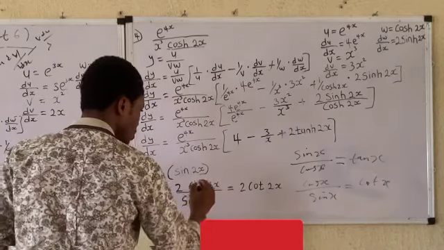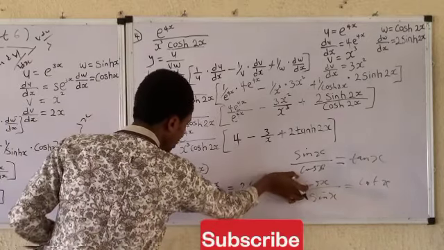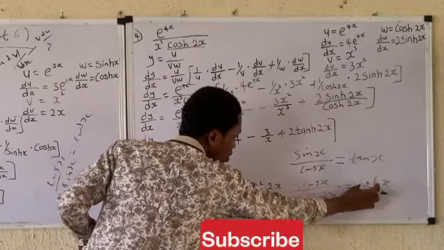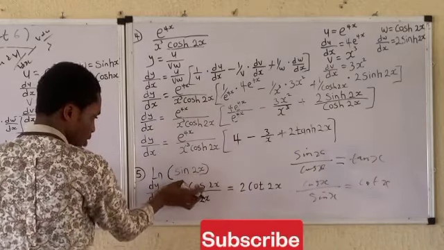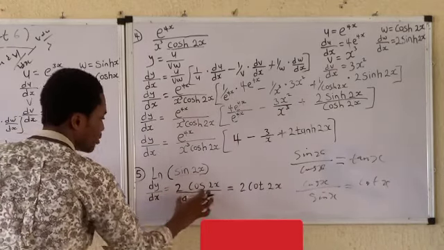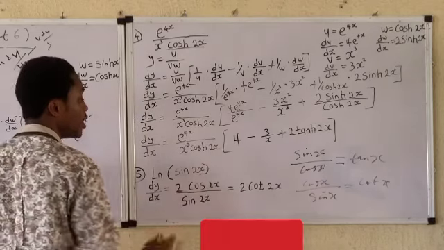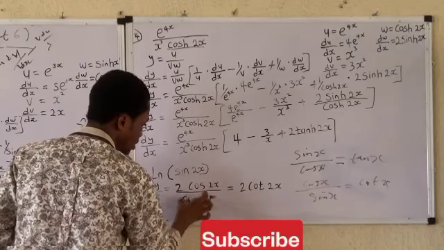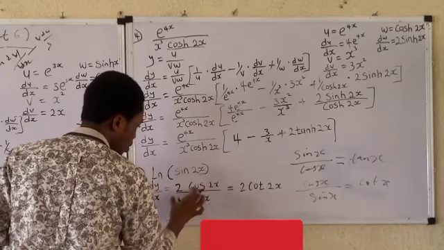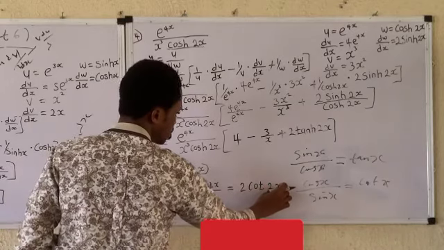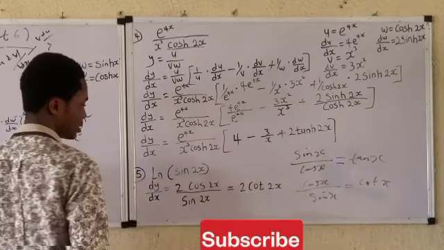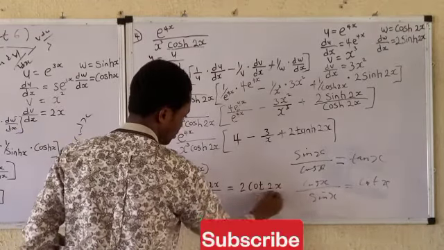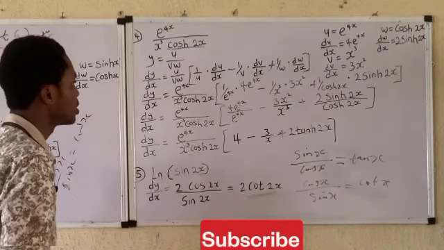Now, I told you before, cos x over sin x will give us cot x. Now, you see, cos and sin are the same. So this is not your final answer. You cannot leave your answer like this. Something can still be done. So cos 2x over sin 2x will give us cot 2x. These two will be added. So this is the final answer. This is the answer to this question.